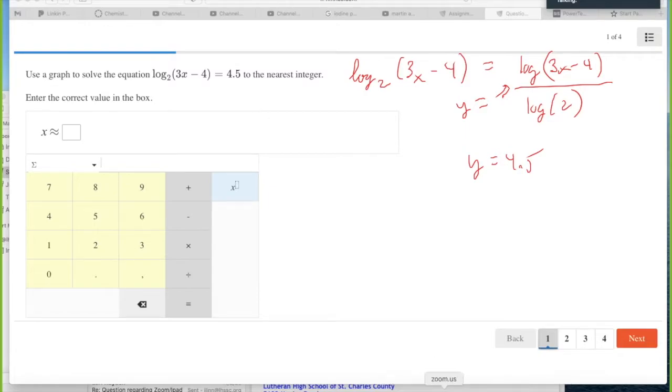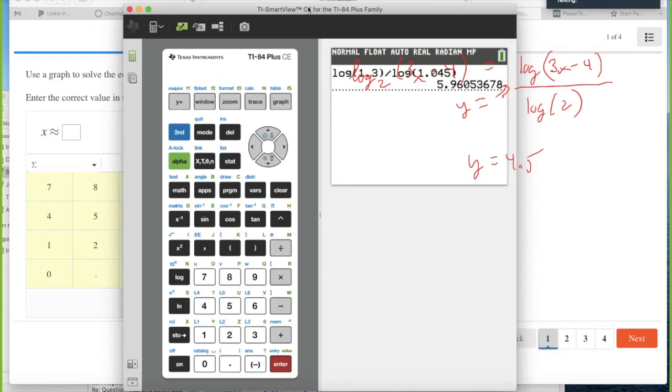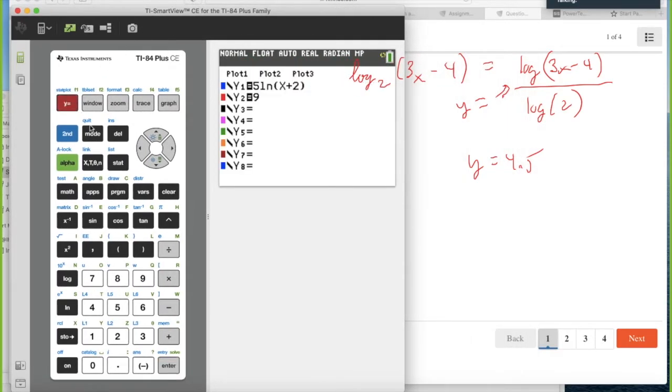So here we go. Go to our y equals button. So y equals 4.5, that's the bottom one. So then we're going to use our log base 10, 3x minus 4 divided by log base 10 of 2.